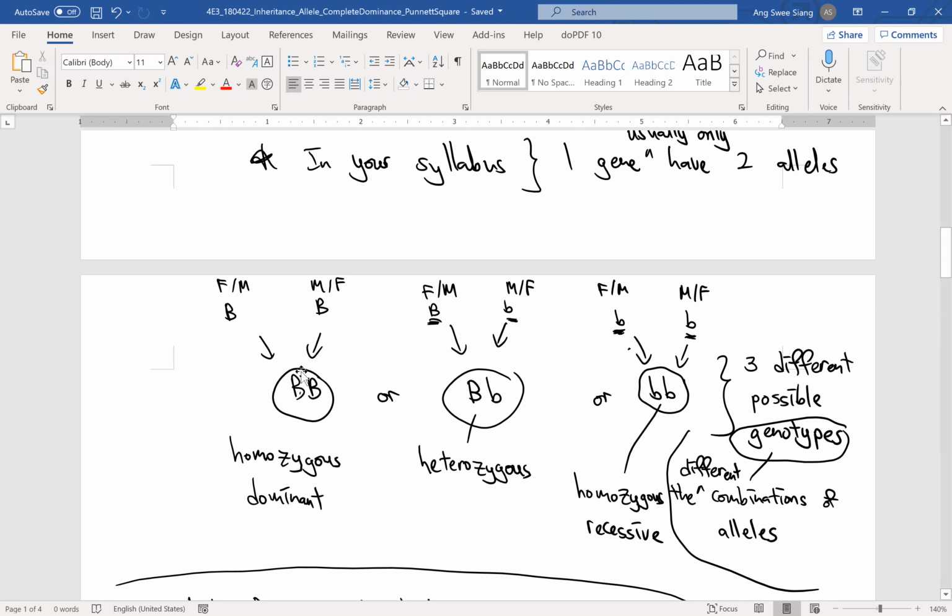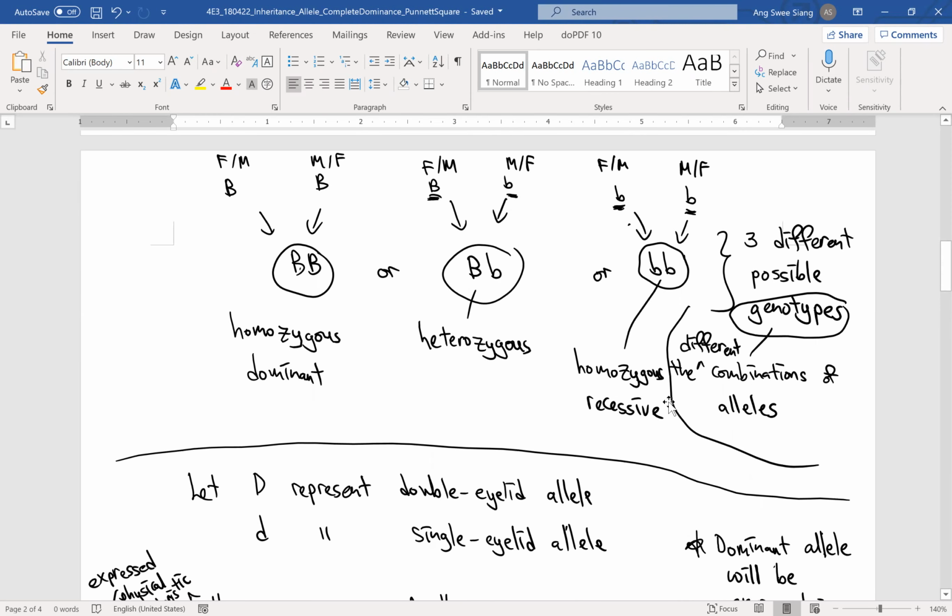If I inherit the dominant allele from father, and I also inherit the dominant allele from mother, my genotype will be homozygous dominant. Heterozygous genotype is when I inherit one dominant allele from either father or mother, and the other allele I inherit is the recessive allele. For homozygous recessive, I inherit the recessive allele from both father and mother. So you need to know the meaning of these three words.